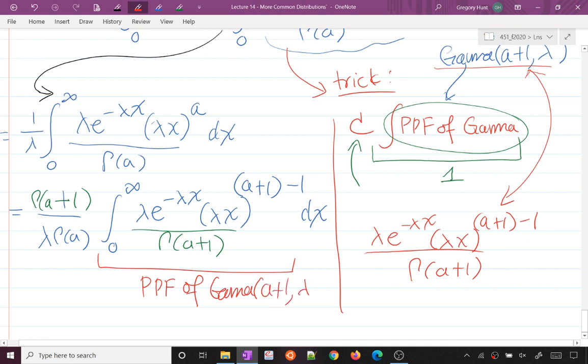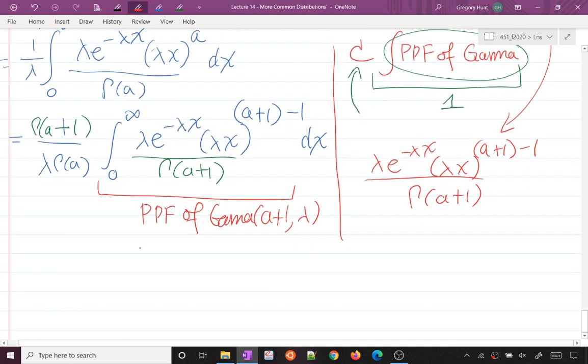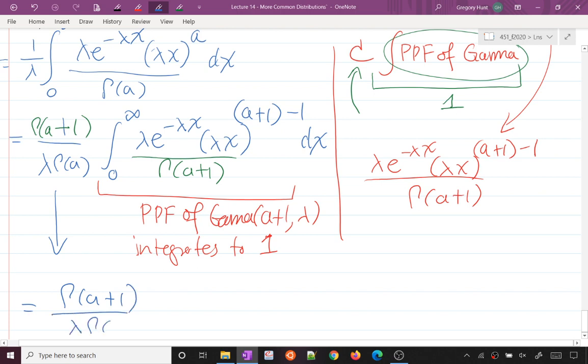So this is a gamma a plus 1 lambda PDF, which integrates to 1. I've turned my expected value problem into just the integral of a PDF. The integral of a PDF is easy, it's always 1, right? Now I don't actually have to solve the complicated integral. That thing's always going to be 1, which means what I'll be left with is gamma of a plus 1 over lambda gamma of a.